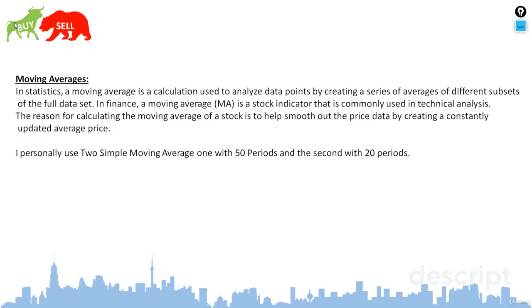In third place, we are going to see moving averages. In statistics, a moving average is a calculation used to analyze data points by creating a series of averages of different subsets of the full data set. In finance, a moving average is a stock indicator that is commonly used in technical analysis. The reason for calculating the moving average of a stock is to help smooth out the price data by creating a constantly updated average price. I personally use two simple moving averages, one with 50 periods and the second with 20 periods.